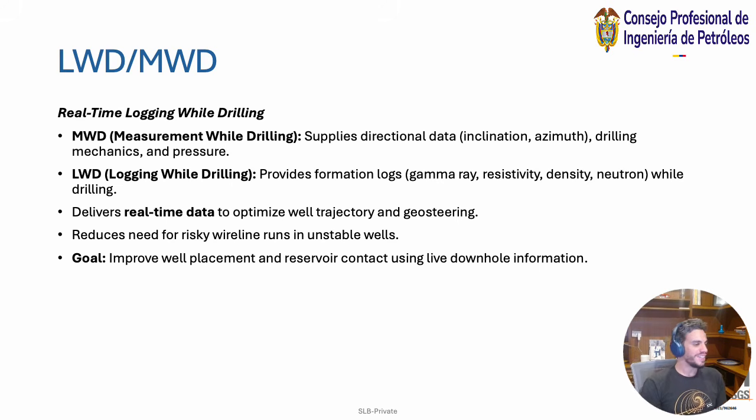Moving on. Okay, so LWD and MWD, like I said earlier, is your real-time logging while drilling. MWD, measurement while drilling, tells you the inclination, the azimuth, and the mechanics, so the drilling characteristics, and helps you know where to drill next. And then there's LWD, which is logging while drilling. Generally, you run a gamma ray or resistivity log, and those are the two initial logs you run on almost every well while drilling.